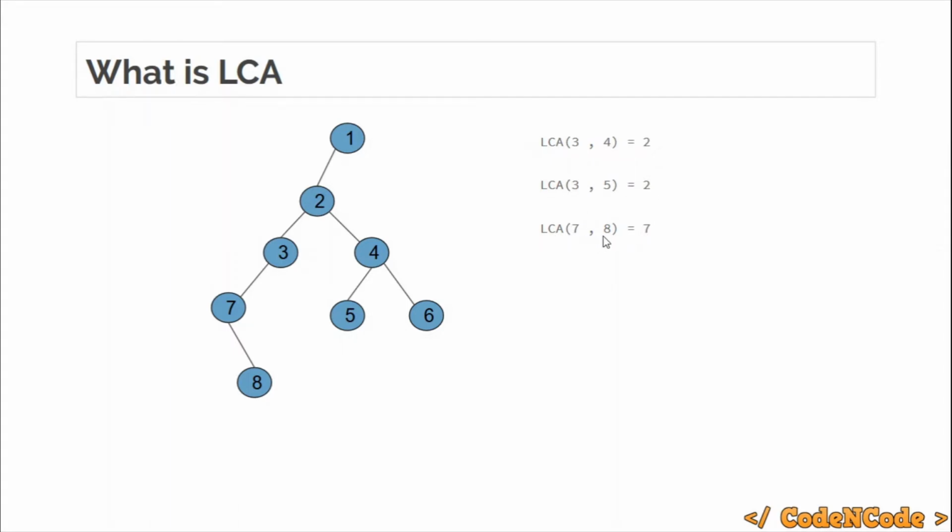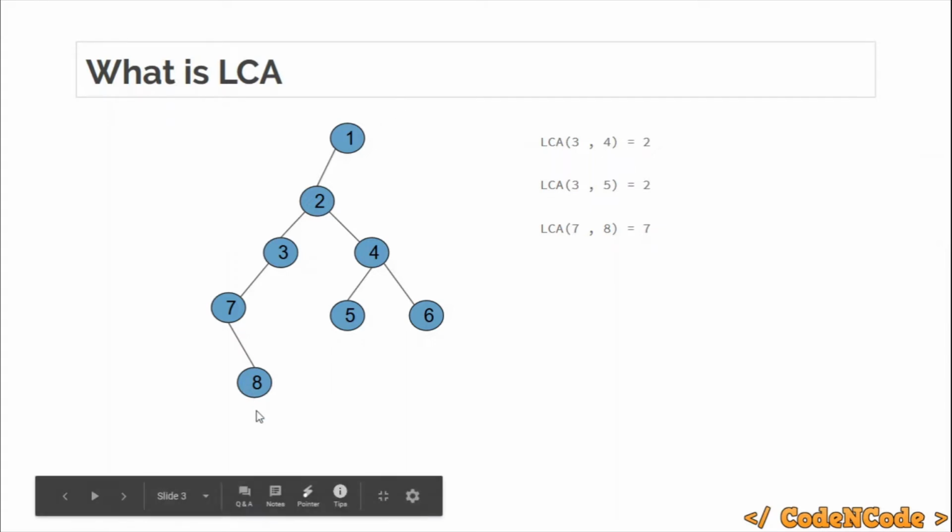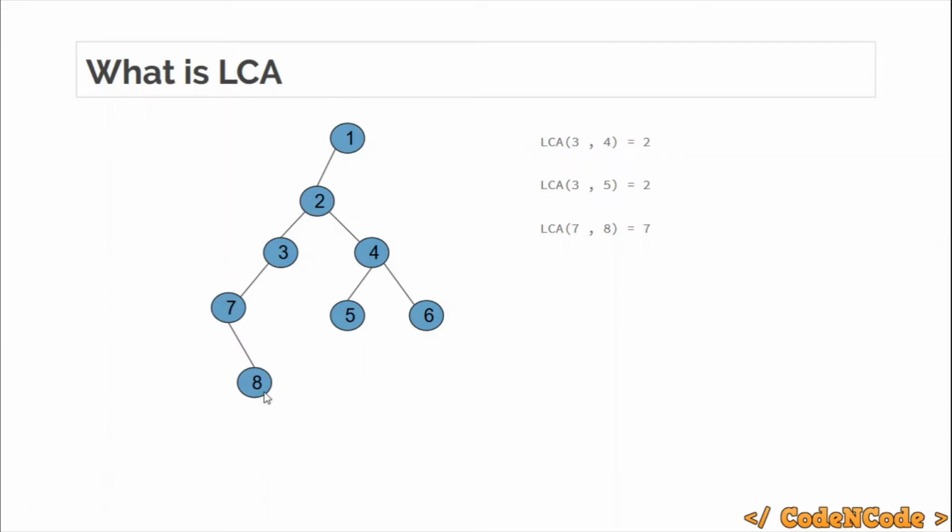Now LCA of 7 and 8 is 7. If both the nodes lie on the same path from root to some leaf, then the one which comes before, or basically the one which is at the lower depth, is known as LCA. Because when we are talking about descendants, each node is also its own descendant. So in the subtree of 7, 7 and 8 both lie. In the subtree of 3, 7 and 8 both lie, and so goes for 1, 2, 3 as well. So the deepest node is 7, that is why LCA of 7 and 8 is 7.